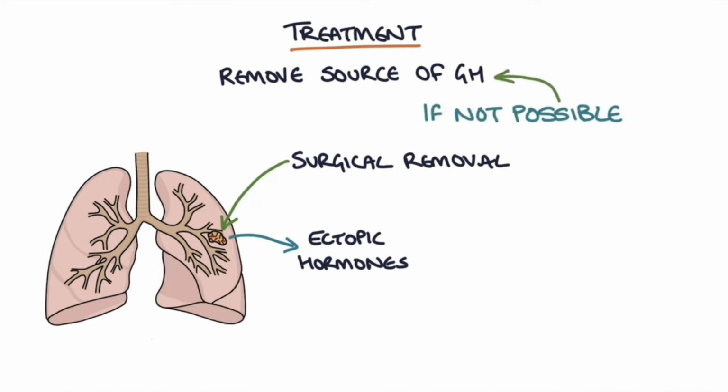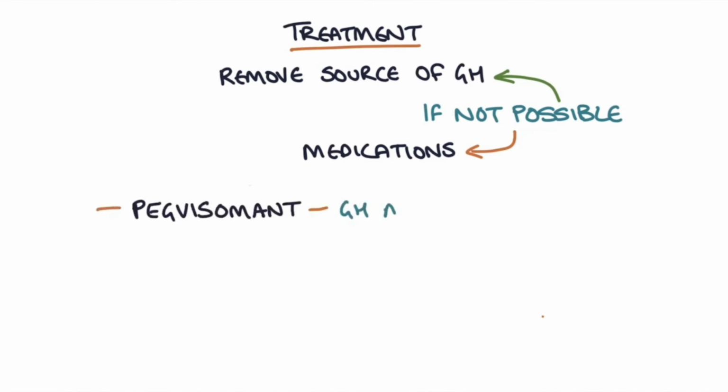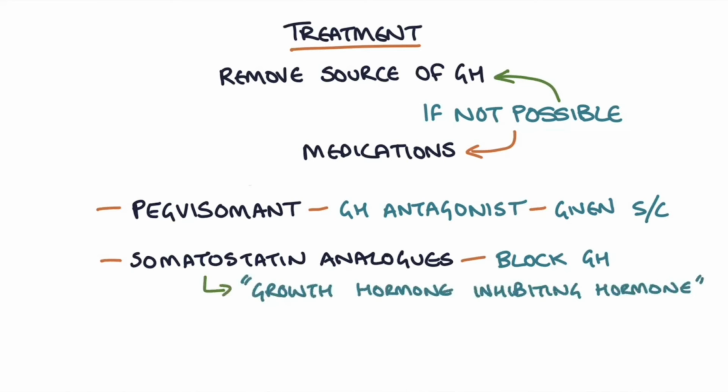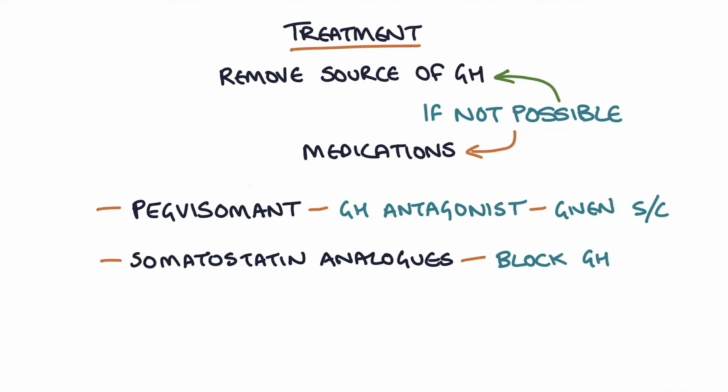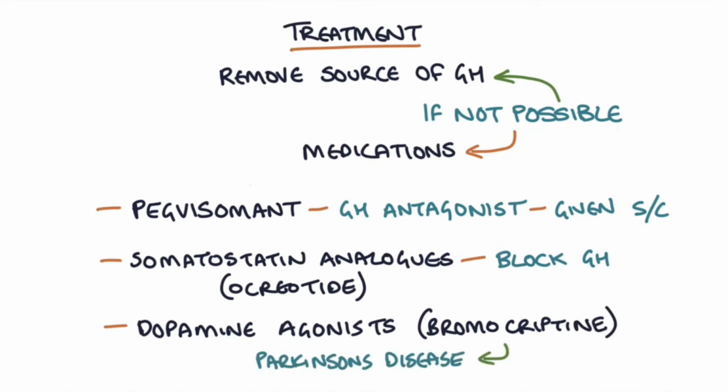If it's not possible to remove the cause of the excessive growth hormone, then there are medications that can be used to block the growth hormone. There's a medication called pegvisomant, and this is a growth hormone antagonist that's given subcutaneously and daily. More commonly, we use somatostatin analogues, which also block growth hormone. And remember that somatostatin is known as growth hormone inhibiting hormone. An example of the somatostatin analogues is something called octreotide. And dopamine agonists also block growth hormone release. So this is things like bromocriptine that you might have heard of being used in Parkinson's disease.